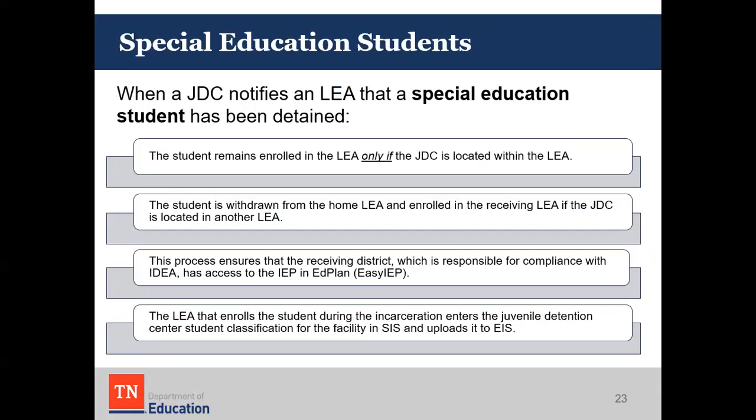The LEA that enrolls the student during the incarceration enters the Juvenile Detention Center student classification for the facility in SIS and uploads it to EIS. So again, if you do not have a JDC in your district and you have a student that's detained in another district with a Juvenile Detention Center, if that student is general ed, they remain on your roll with the appropriate JDC code, and if they are special ed, you withdraw them and they would then enroll in the district with the JDC.